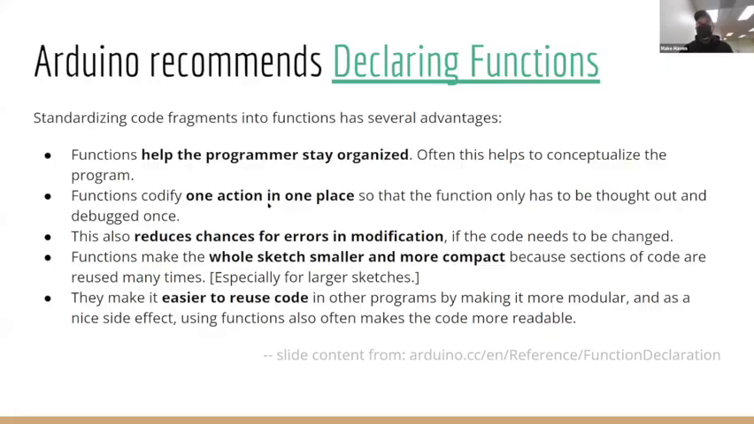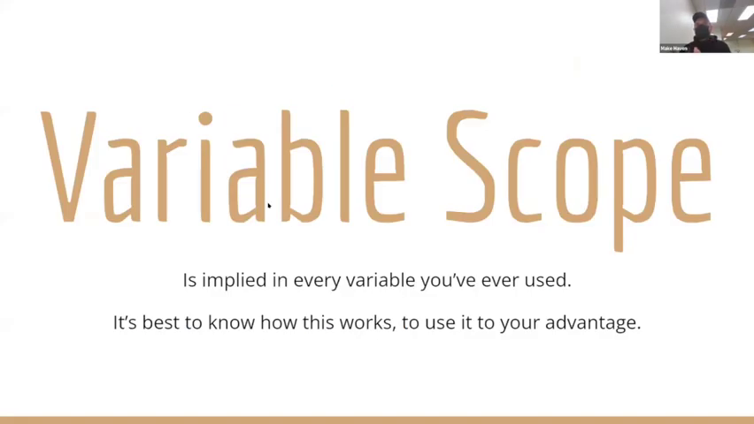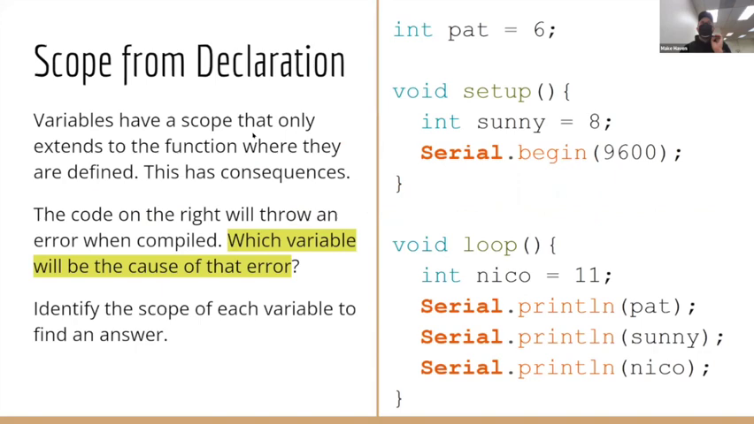Or what's going on? A big sneaky part of writing code, and this is something that evaded me for longer than I care to admit, is the idea of variable scope. If you define a variable in your code like A or B, there's a place where it lives. This is implied in every single variable in the Arduino framework, but it's really helpful to know how this works so that you can use it to your advantage. So it's really important to think about how variable scope works.